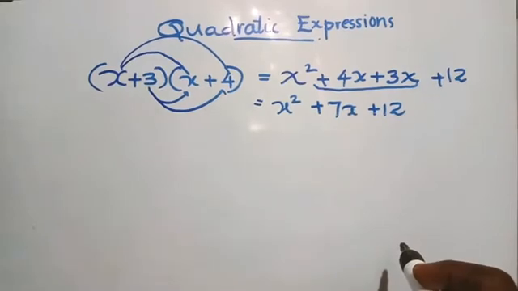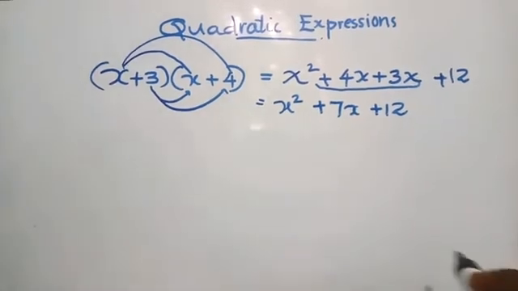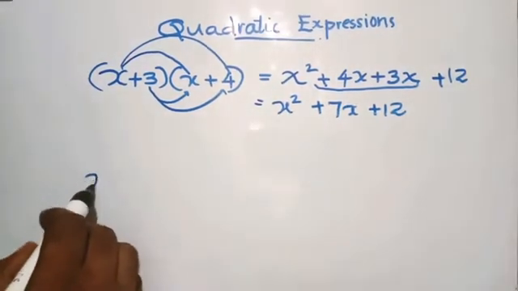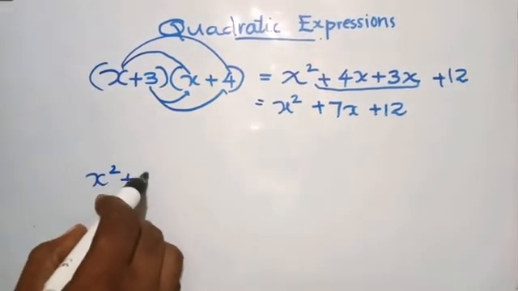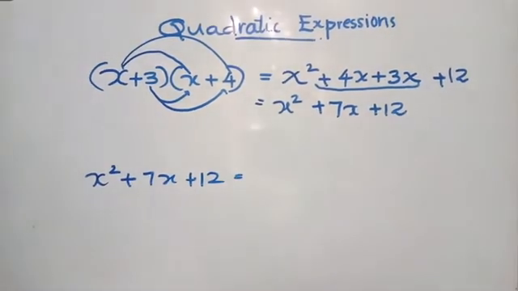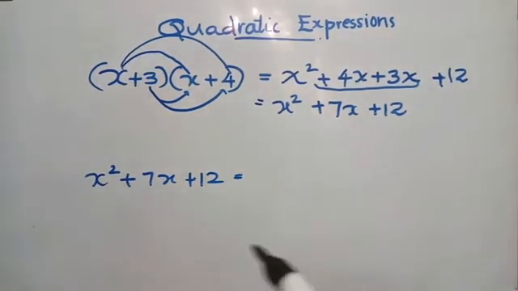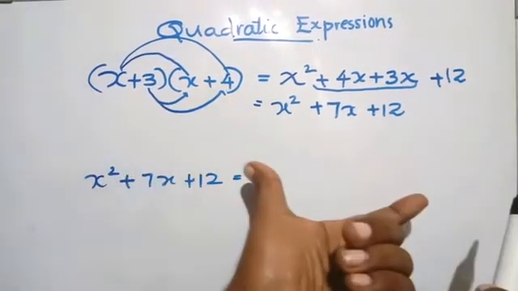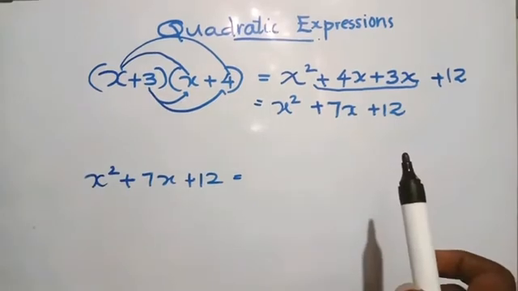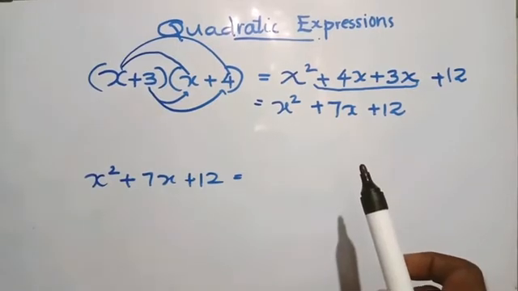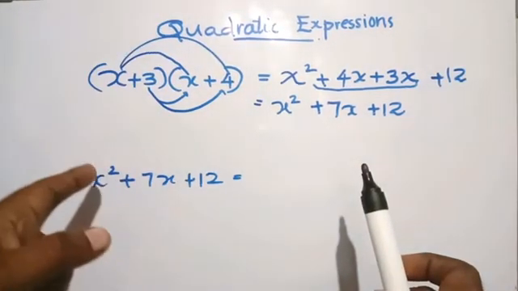Now, what we get as the question is x squared plus 7x plus 12. We have to split it into x plus 3 into x plus 4. Okay, how to do that? That's the thing we are going to discuss here. We just need to do the reverse process.